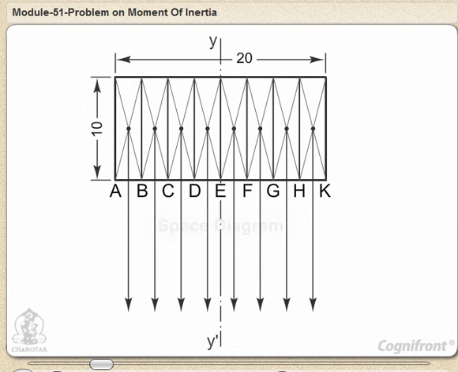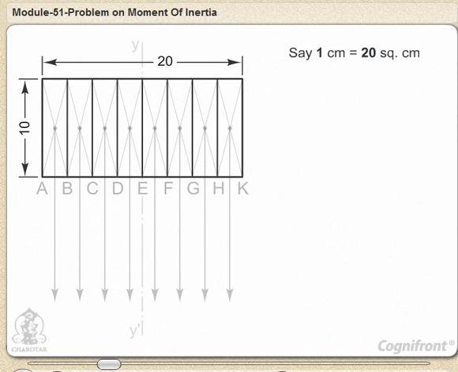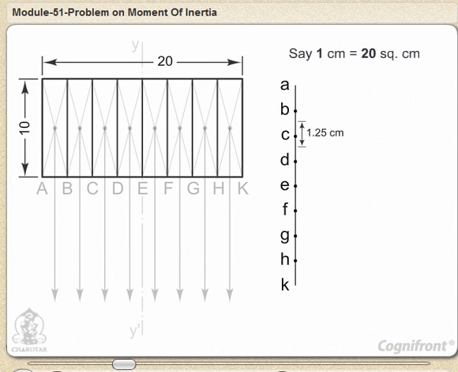Calculate the area of each strip. Select a convenient scale, say 1 cm equals 20 square centimeters, and draw a load line AK as explained in the previous problem. Lengths AB, BC, etc. will each be equal to 1.25 centimeters.